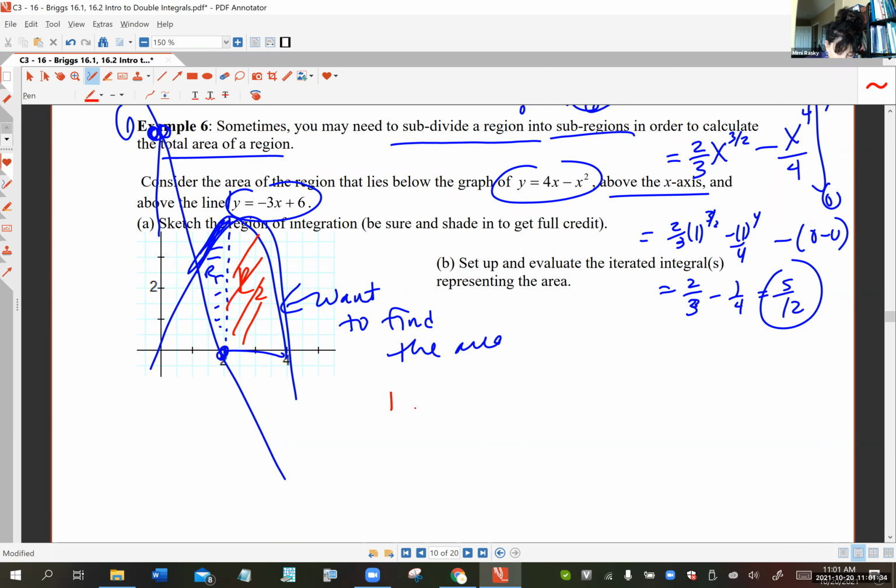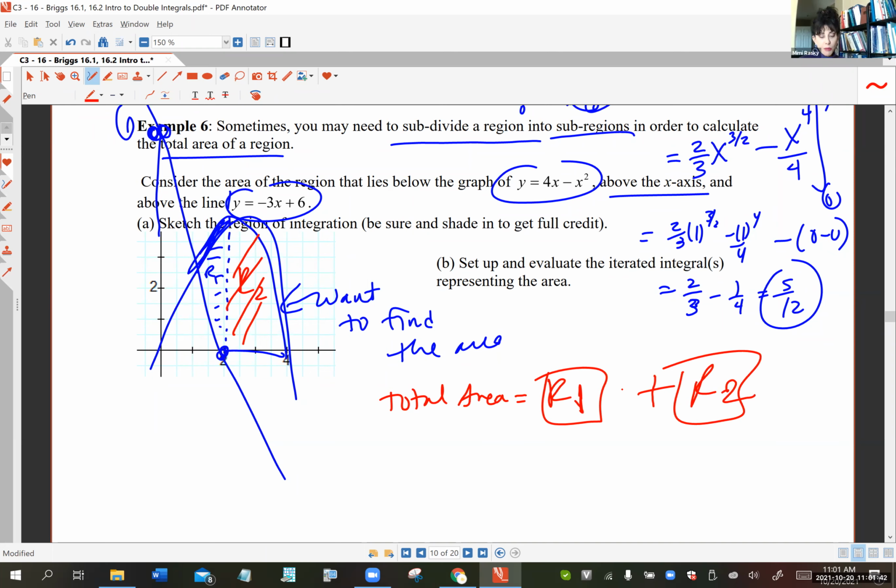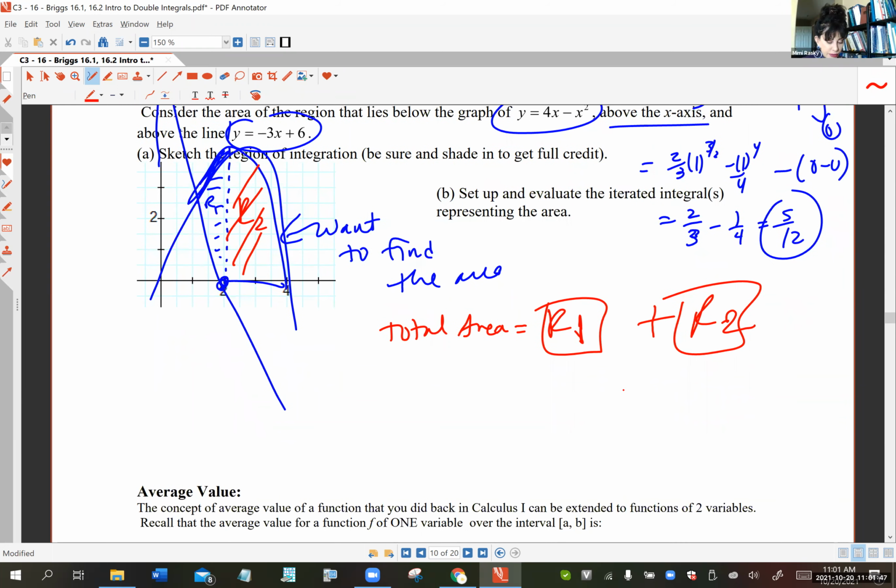So the total area is going to be the area of region 1 plus the area of region 2. Why do you have to split it up? Why can't you do it all at once? Because of the nature of the limits, okay?